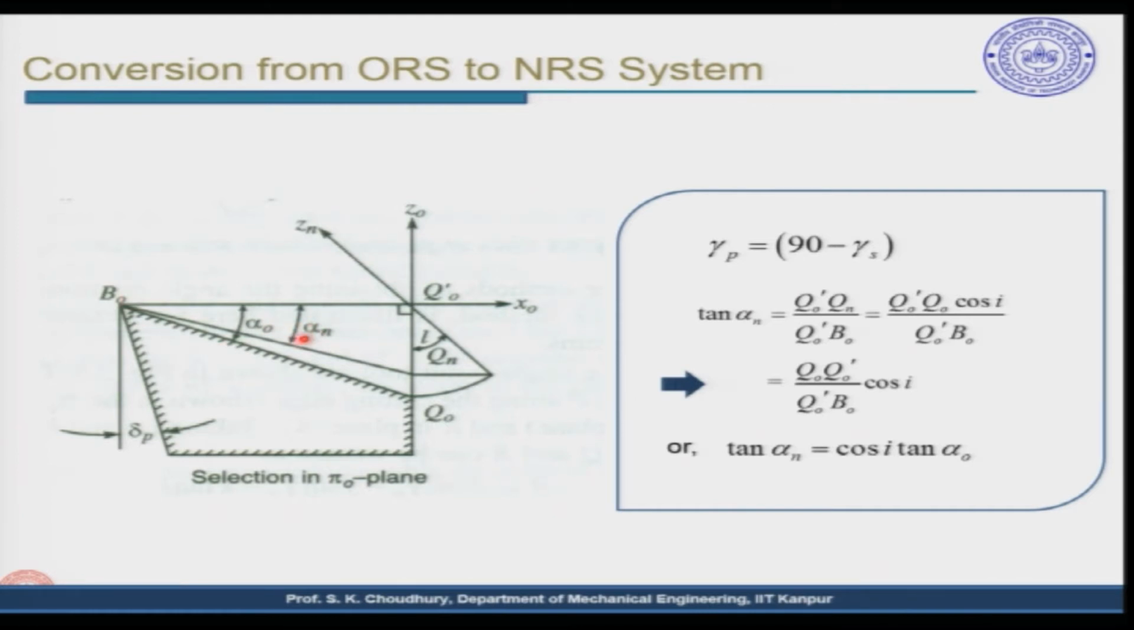Therefore, the angle between the newly formed rake face in the normal rake system and the X0 can be considered the normal rake angle. So we have converted alpha 0 to alpha n, that is, orthogonal rake to normal rake, and again through the geometry as shown here, you can easily convert the normal rake system to the ORS system. I hope this is clear.